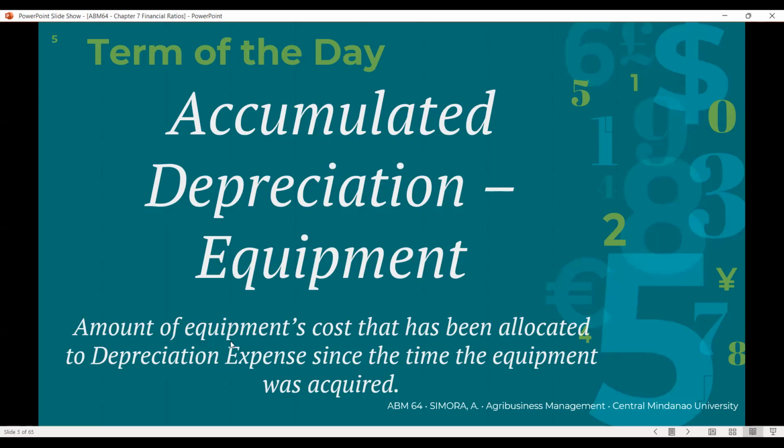This is the amount of the equipment's cost that has been allocated to depreciation expense since the time the equipment was acquired. This one is focused more on equipment. Since the day it was bought, it is already accumulating, adding up its depreciation over time. That is what is meant by accumulated depreciation.